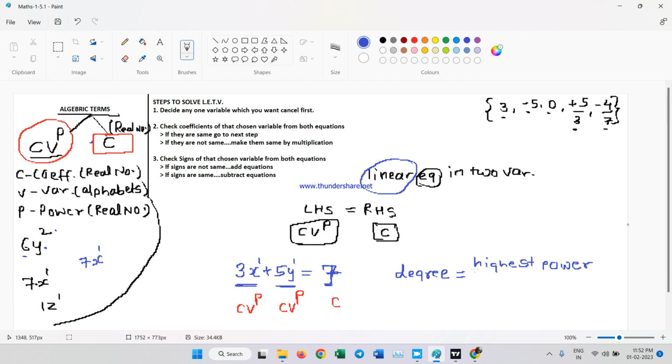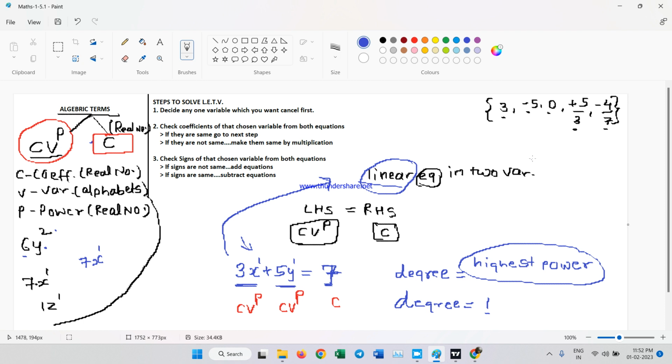Now you can tell me what is the degree of this equation, what is the highest power present in the equation. And you will notice there is no power greater than 1. So 1 is the highest power present in the equation, and that's why the degree of the equation is 1. Equations with degree 1 are called linear equations. That is the basic definition of a linear equation: the highest power present in the equation will always be 1.